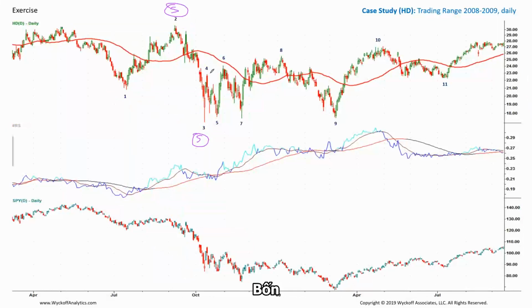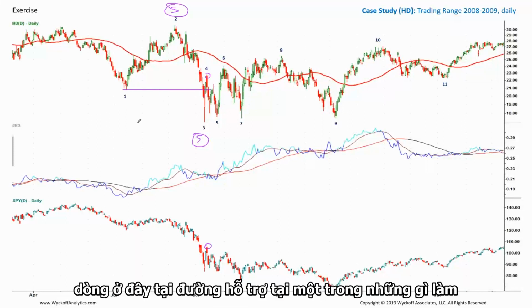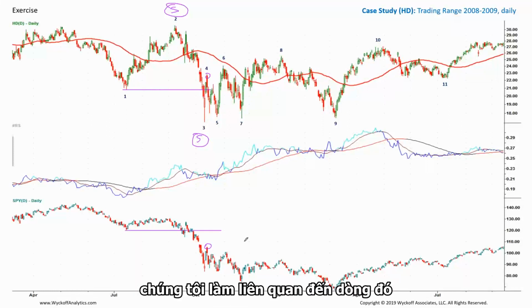What about 4? From 2 to 4, and that's another really tough line to draw there. I mean, think about maybe like again a line here, the support line at 1. What do we do relative to that line?